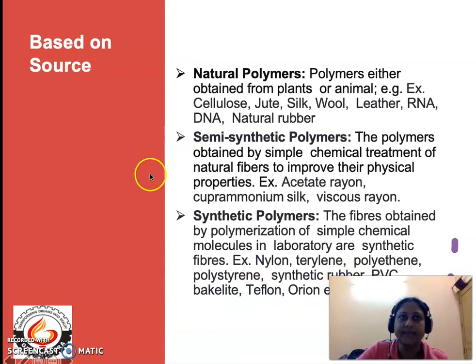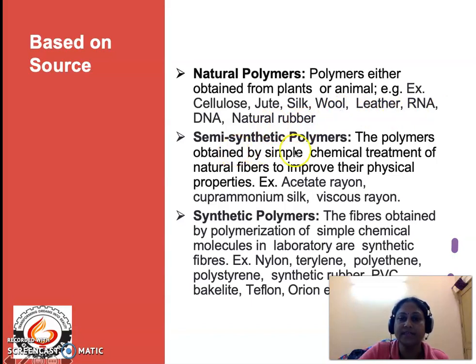Now, the second type of classification is based on the source. If the polymers are present in nature, that is either from plants or animals, we call them natural polymers. Examples are cellulose, jute, silk, wool, leather, DNA, RNA, and natural rubber.